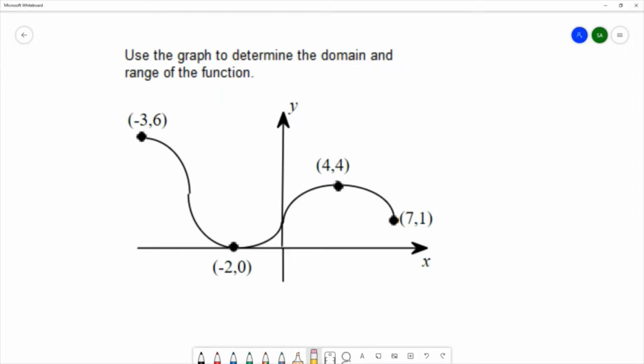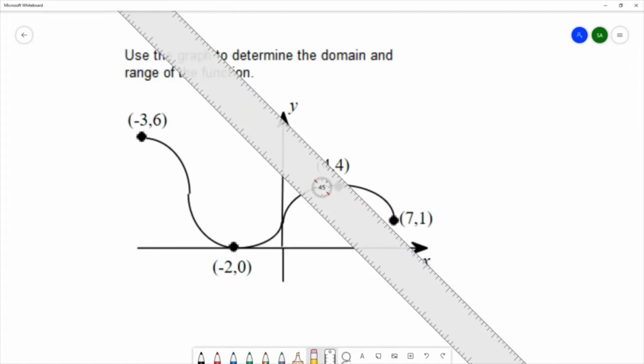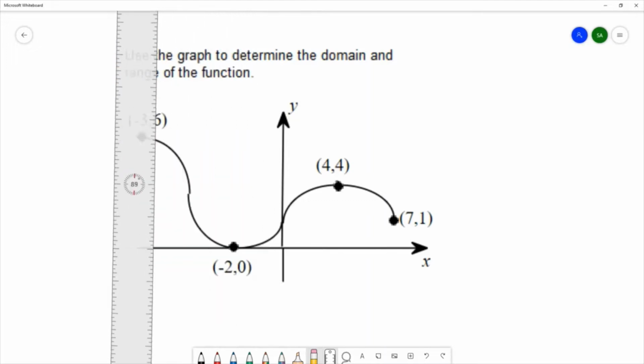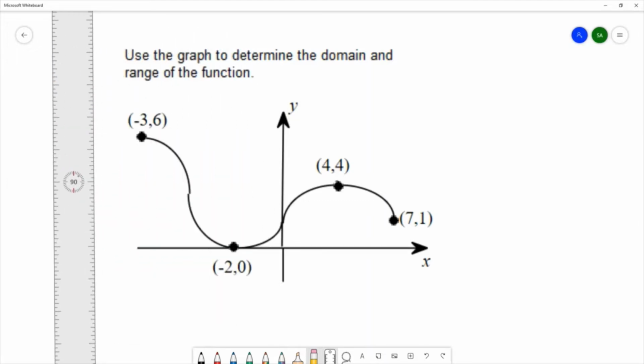This question says, use the graph to determine the domain and range of the function. When I'm finding domain and range from a graph, I like to use a pencil or a ruler to help guide me. First I'm finding the domain, and we're going to write our domain in interval notation.